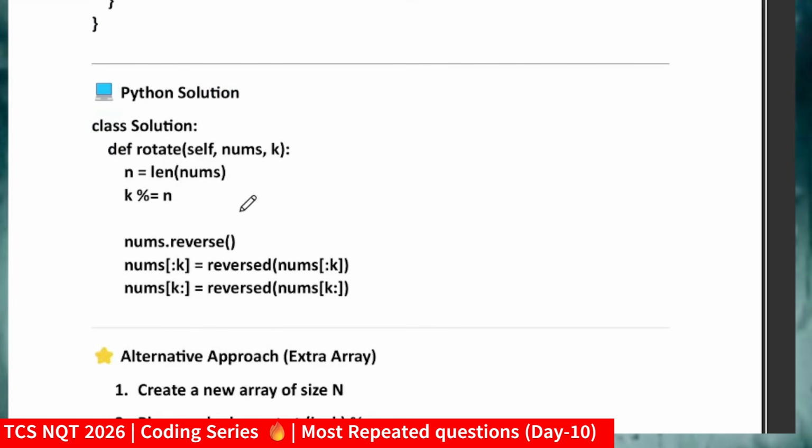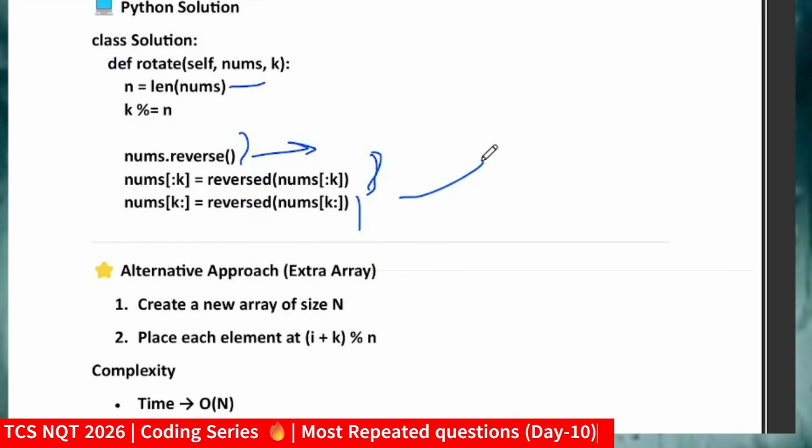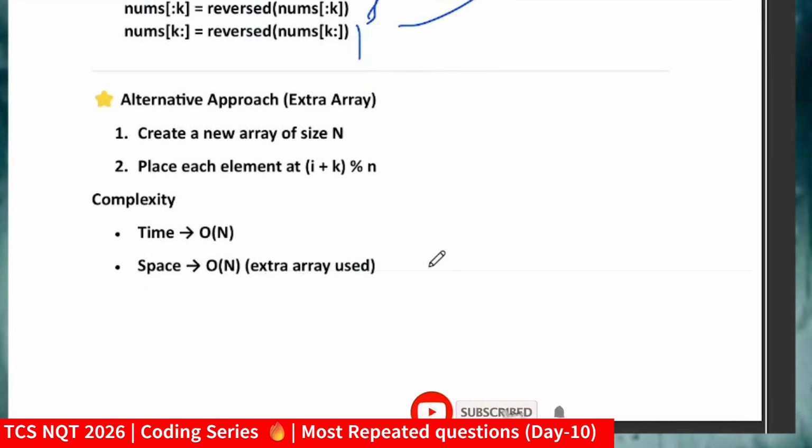Coming to the Python solution, same, we are calculating the value of n, reversing the entire array, then reversing the first k elements and reversing the remaining elements, and you will get the solution. I hope this video is informative to you, and this will be your time and space complexity.